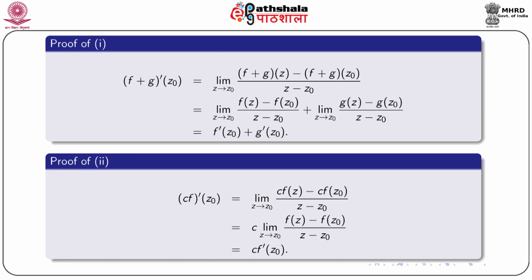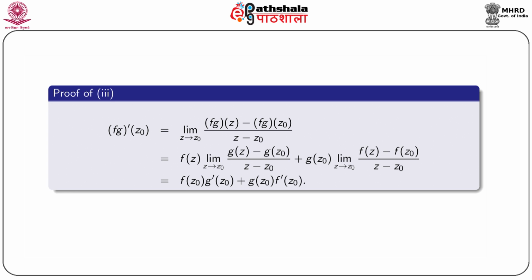So, now the derivative of c into f at the point z0, where c is any scalar, is equal to limit z tending to z0 of c f of z minus c f of z0 by z minus z0. Since c is any scalar number, from this we can write this equal to c into limit z tending to z0 of f z minus f z0 by z minus z0, and that is equal to c into f dash z0.